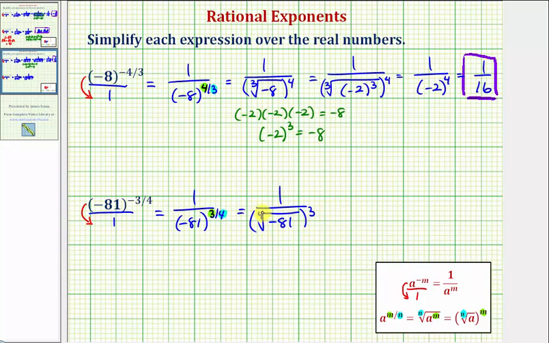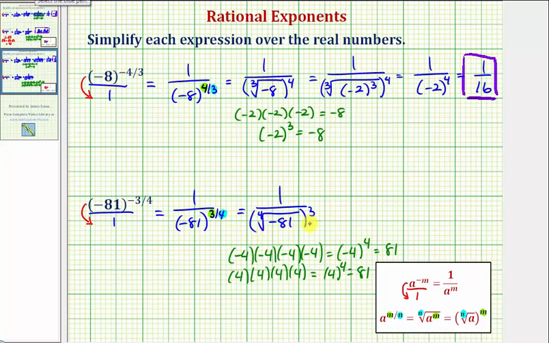Now we want to simplify the 4th root of negative 81, which means we want to determine if there's a number raised to the 4th power that would be equal to negative 81. In this case, there's not, because notice how if we tried negative 4 times negative 4 times negative 4 times negative 4, if we wanted negative 4 to the 4th, that would be equal to positive 81, not negative 81. And of course, if we tried positive 4 times positive 4 times positive 4 times positive 4, or 4 to the 4th, that's also equal to positive 81.